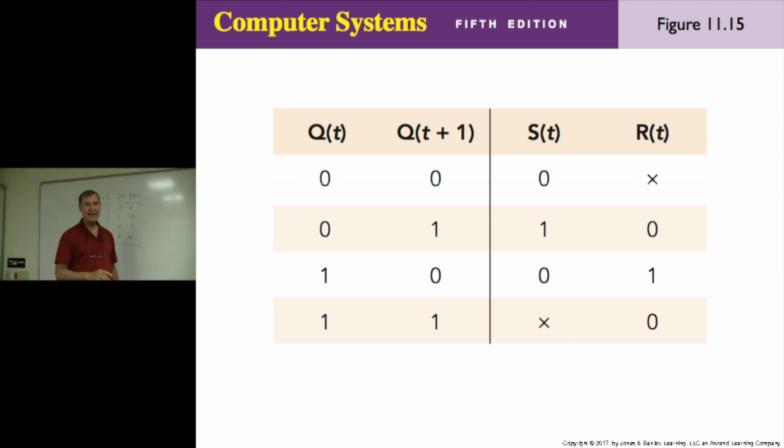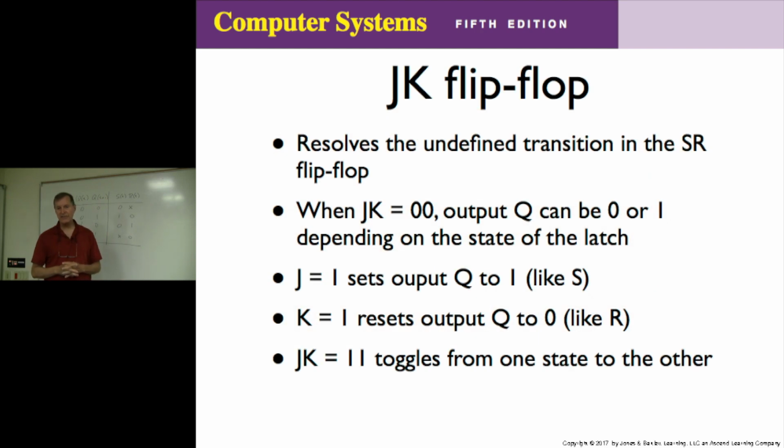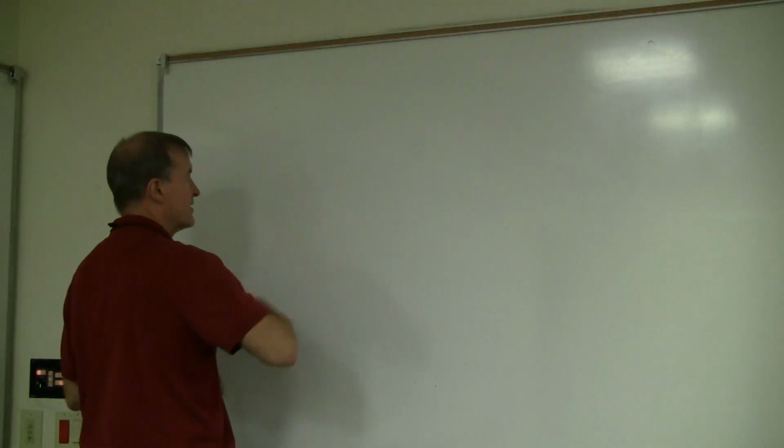Okay, and now on to our main task for the day, the JK flip-flop. Now here's what the JK flip-flop does. We know that the SR flip-flop has an undefined condition, namely when SR is 1-1. It's unpredictable what the flip-flop does. What the JK flip-flop does is it resolves that undefined condition.